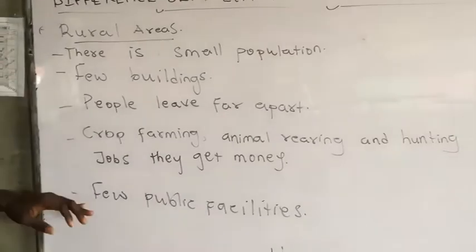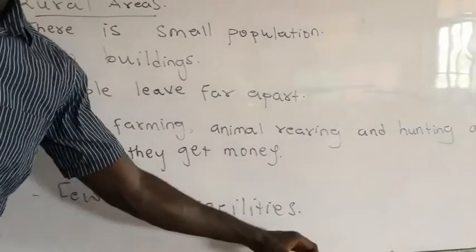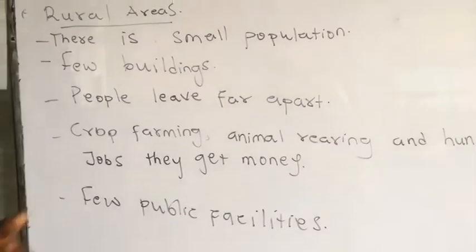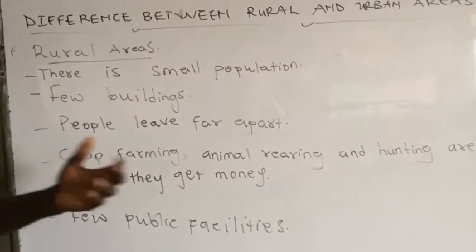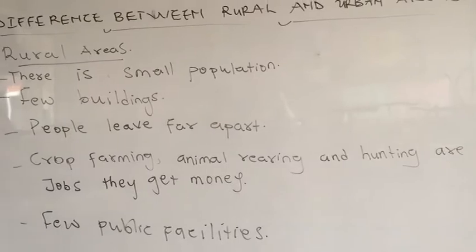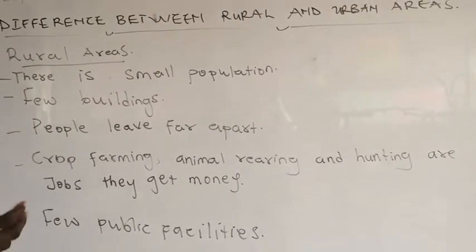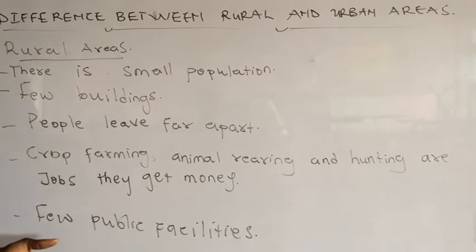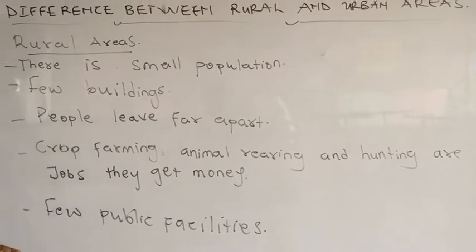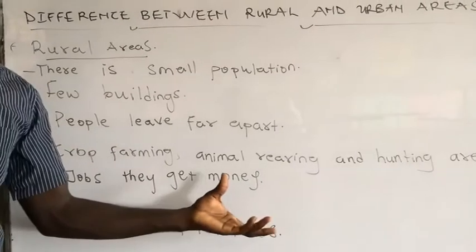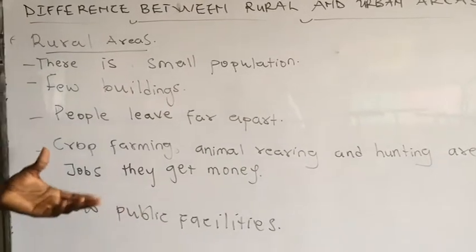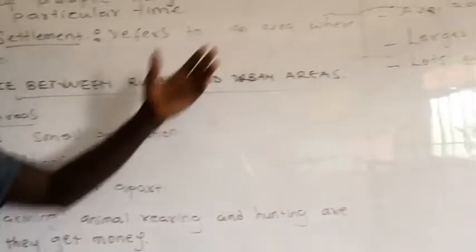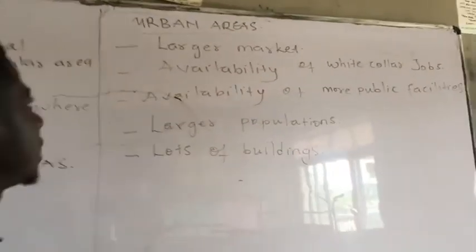And then the last one, few public facilities. When you say public facilities, you can make mention of hospitals, gyms, public taps and so on. There are few of them in such communities as compared to the urban areas. So now that we know of the rural areas, let's see the urban areas.